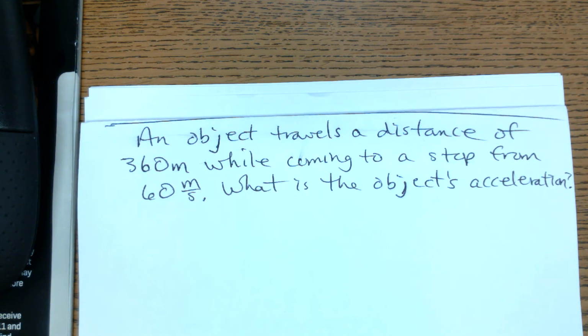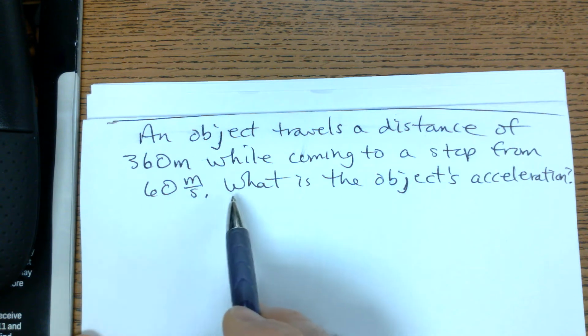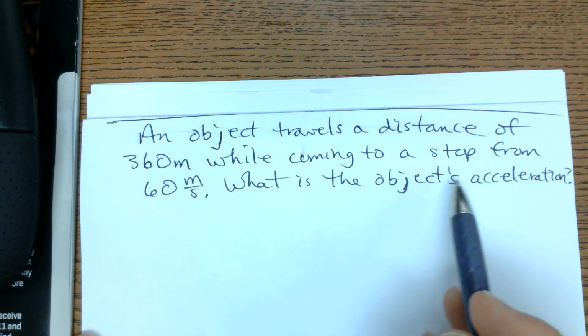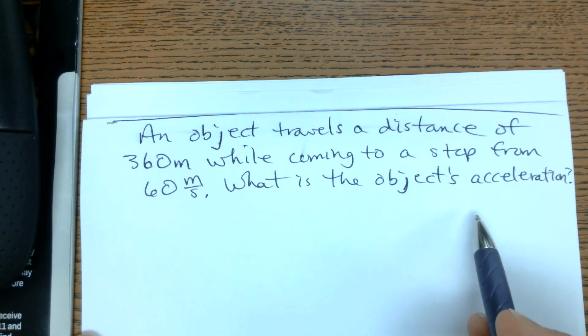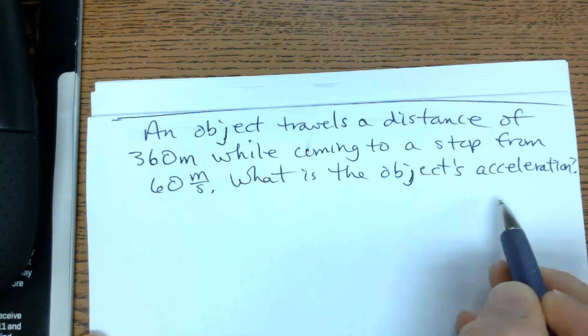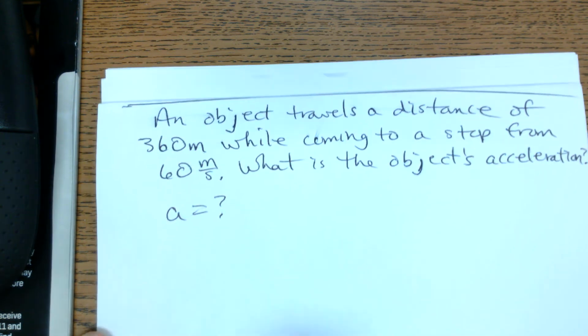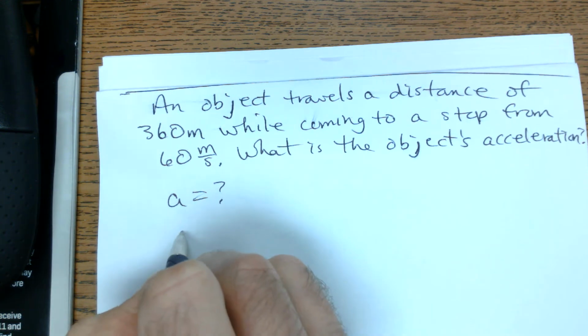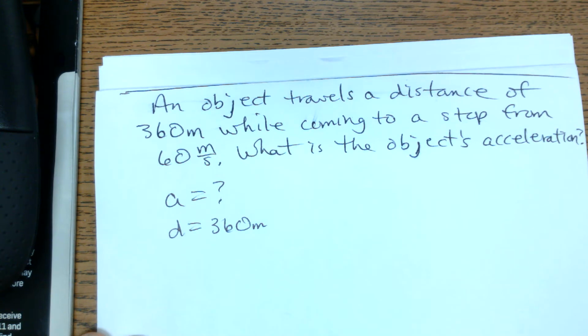All right, let's do a problem that might look a little difficult until you realize you just need the right formula. So it says an object travels a distance of 360 meters while coming to a stop from 60 meters per second. What is the object's acceleration? Well, we know that we're supposed to find the object's acceleration, so that's what I'm going to start with as my question. I know that the object travels a distance of 360 meters.